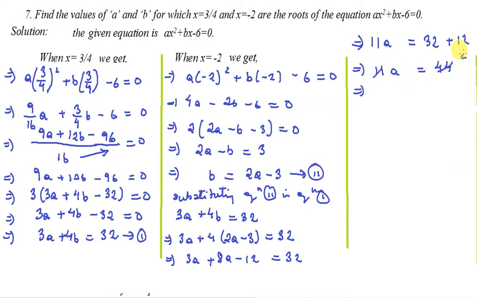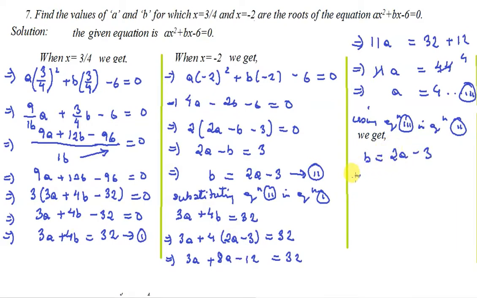Dividing 44 by 11, we get a is equal to 4. This is equation 3. Now using equation 3 in equation 2, we get b is equal to 2a minus 3, so 2 into 4 minus 3. 2 into 4 is 8, 8 minus 3 is 5. Therefore a is equal to 4 and b is equal to 5.